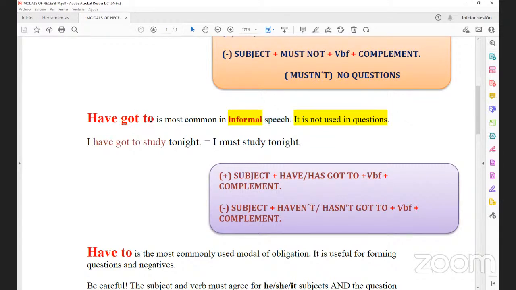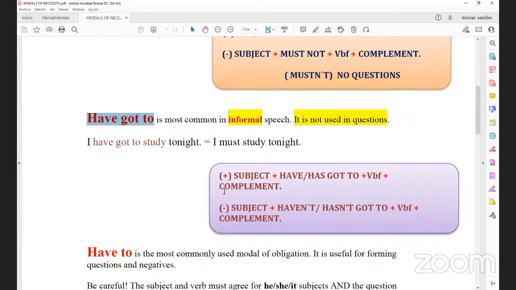So this, have got to, is similar in structure to must. We can use it in affirmatives and negatives, but we can't use it in questions. It is not used in questions. It is a little bit similar to must, but must is 100% strong, and have got to is like 70%, for example. Not so strong.